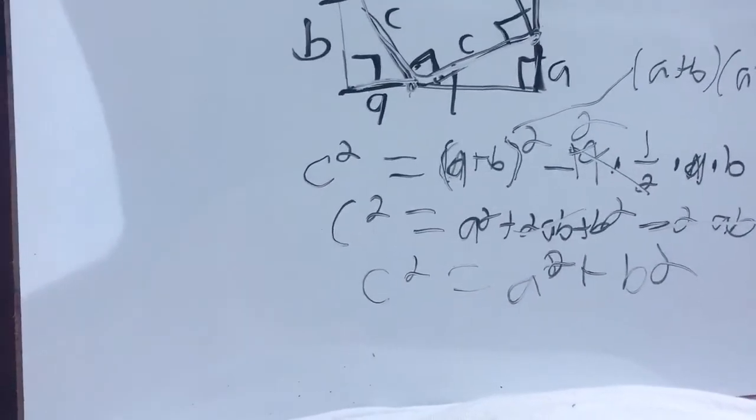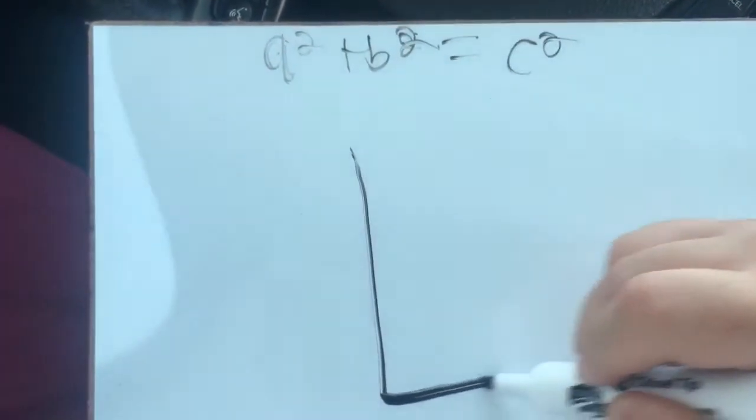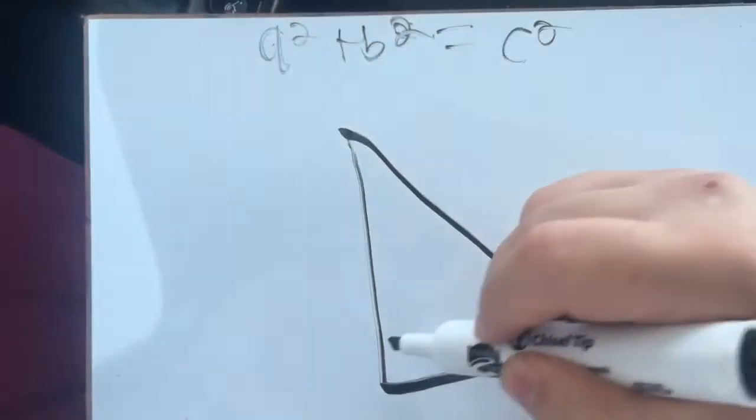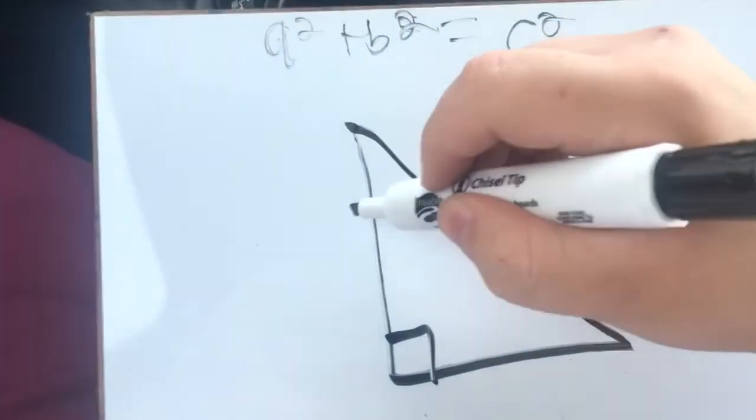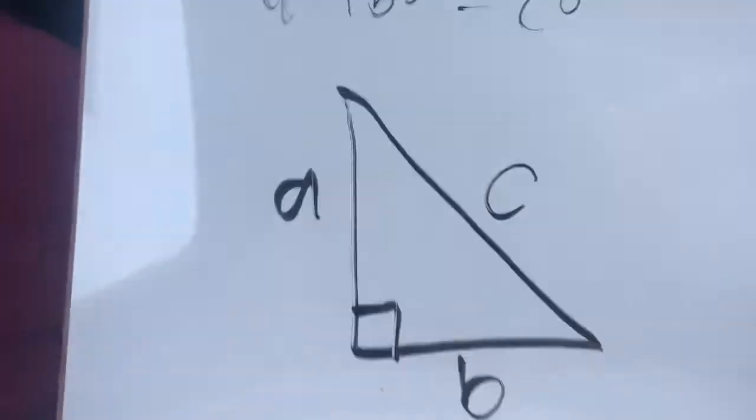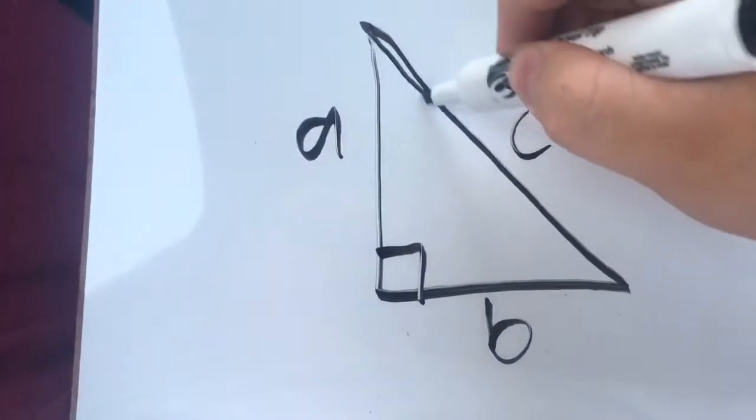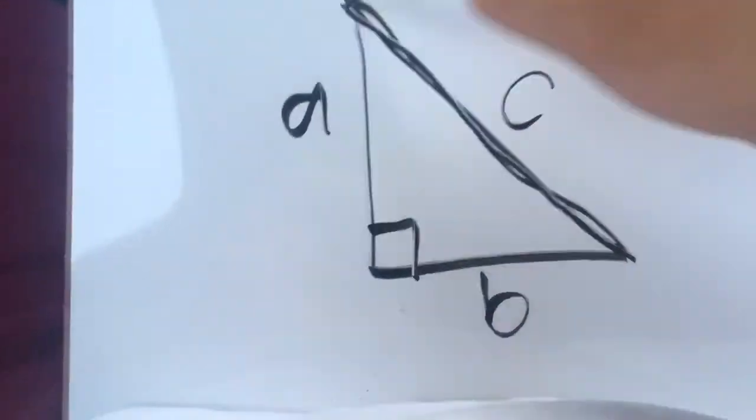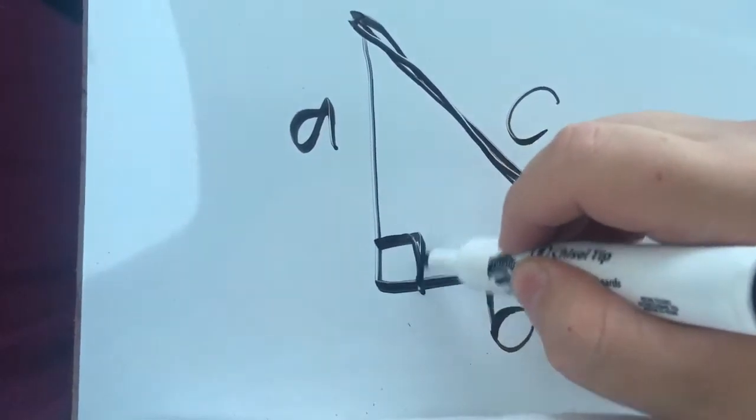Let me erase all of this and show you what that means. So I'm gonna write that down back over here. A squared plus B squared is equal to C squared. So let's start with a right triangle. I'm gonna label this A, B, and C. So a right triangle, this side right here, the longest side is called the hypotenuse. It's always the opposite to right angle.